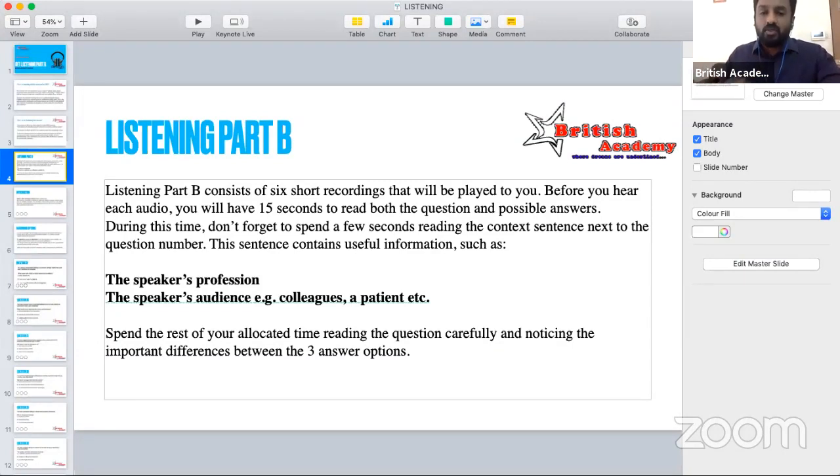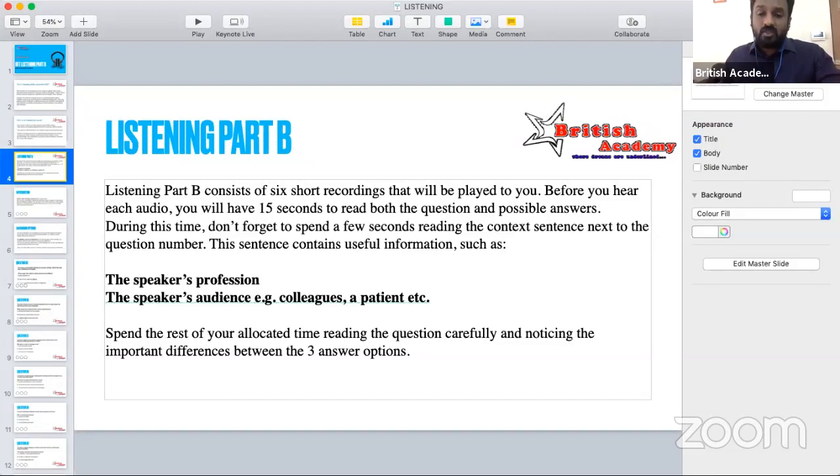Now, the sentence contains useful information, whichever you would be reading in the question, as well as the context and the scenario which has been described to you. You will get to know the speaker's profession. That's important information you should always keep in mind. What is your speaker's profession? Who will be the speaker's audience? Normally you will get to hear something like a senior briefing his colleague, a nurse talking to a patient, or a relative trying to find out the condition of the patient. These are the kinds of audios you would be listening to. So the scenario should be very clear to you: who is the speaker, what is his profession, and who is his audience, whether it's a colleague, a patient, or someone else.